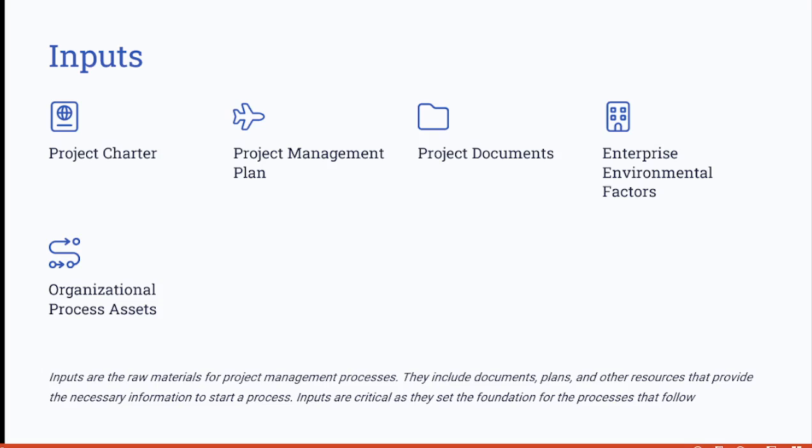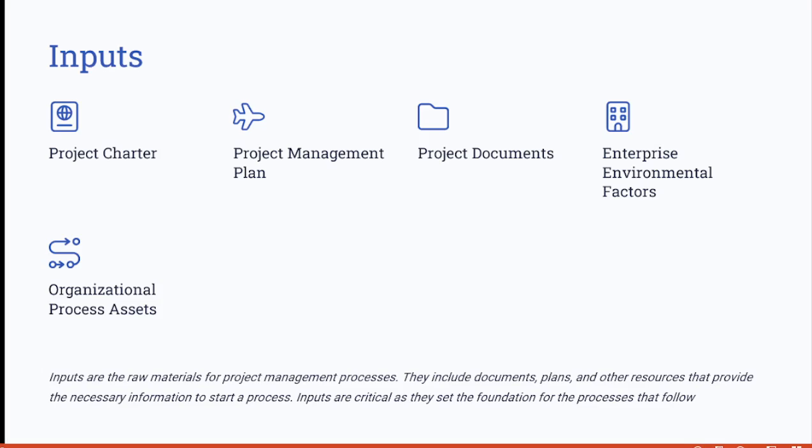Now let's talk about the key inputs and what the inputs are. So inputs are the starting points for each process. Common examples that you might see in the coming sessions, when we start with the initiating and the other process groups, are inputs like the project charter or the project management plan, the project documents, or the enterprise environmental factors, which is the EEF, and the OPAs or the organizational process assets.